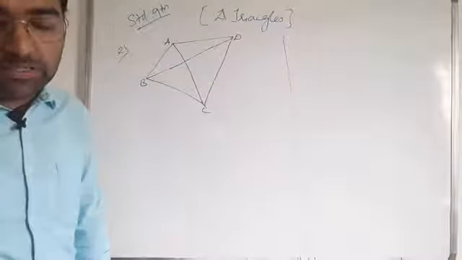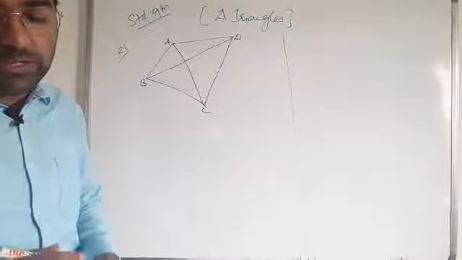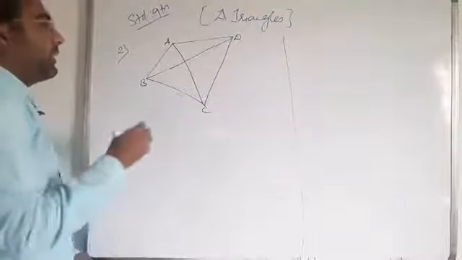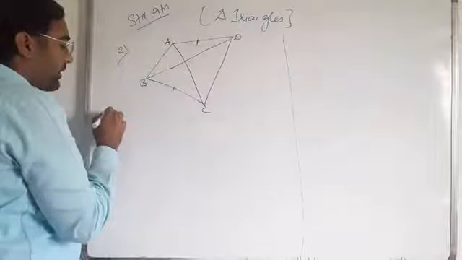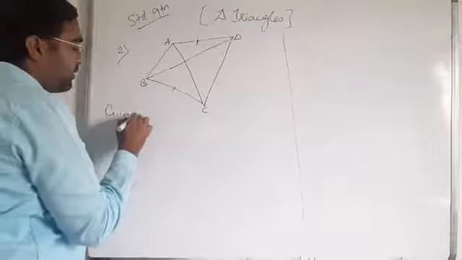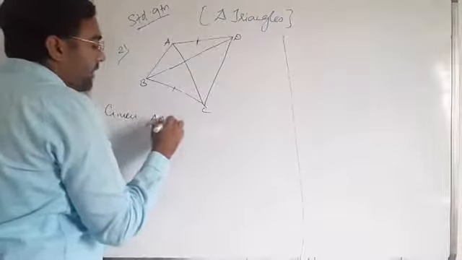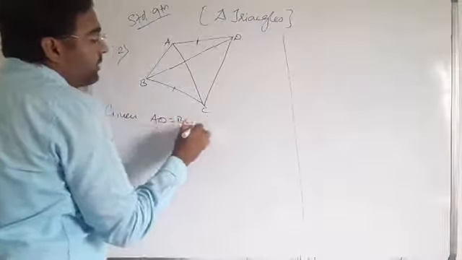Okay, ABCD is a quadrilateral in which AD is equal to BC. AD is given as equal to BC. Okay, that is given. AD is equal to BC.